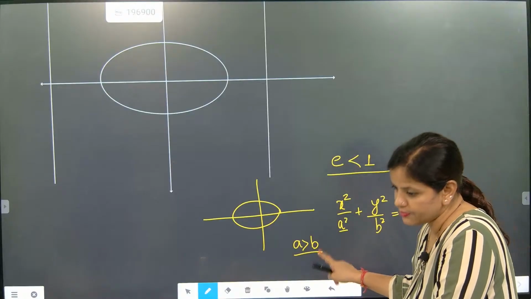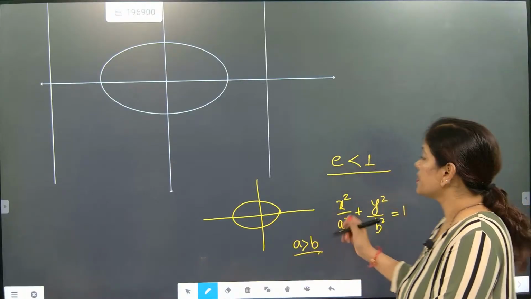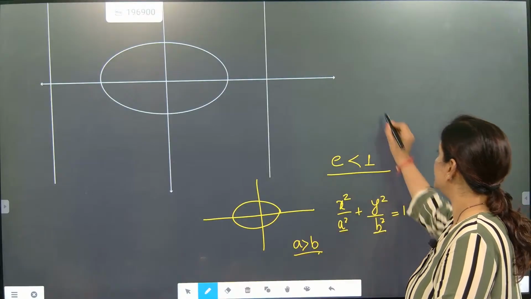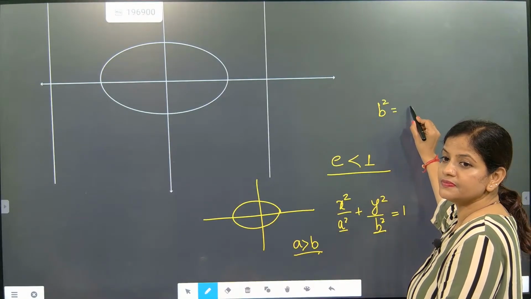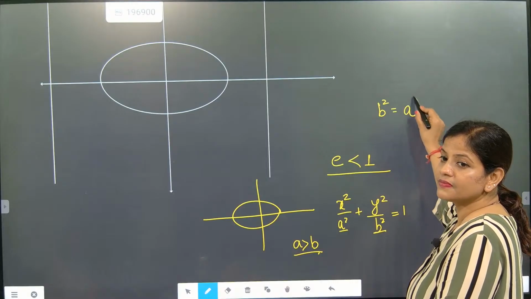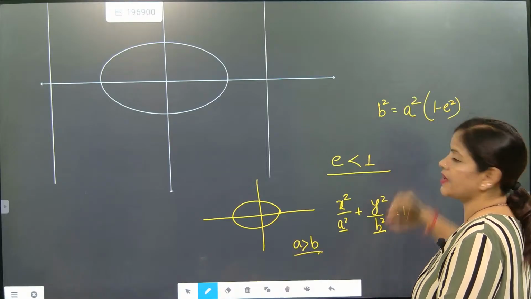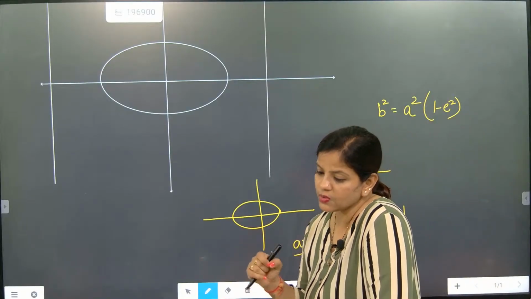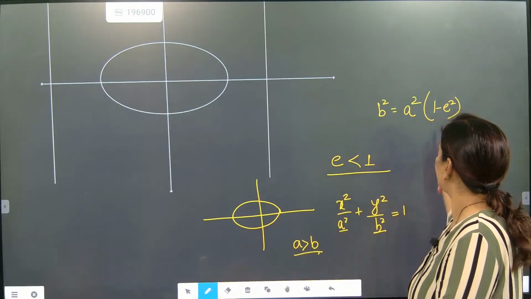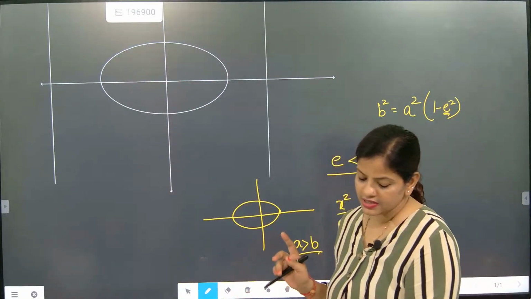This is the most important section, beta. Next important point to be noted: B square will be equal to A square into 1 minus E square, where E is less than 1.